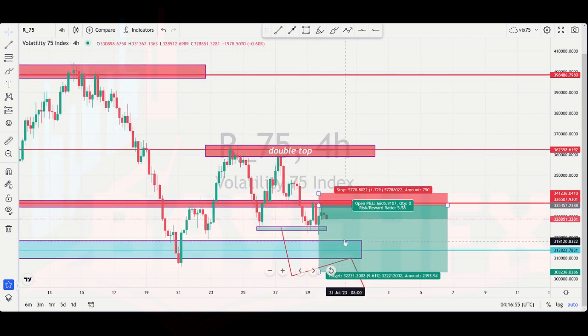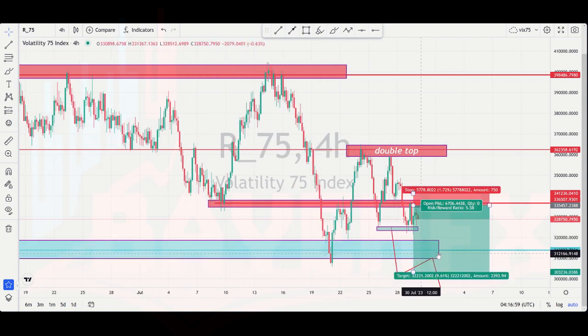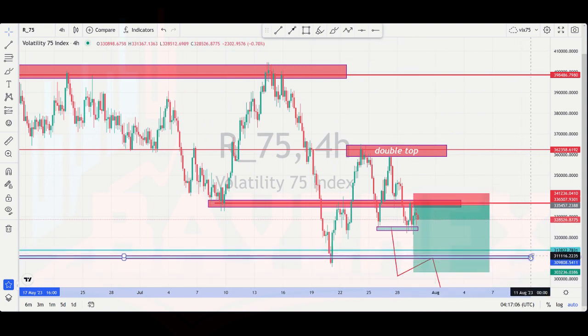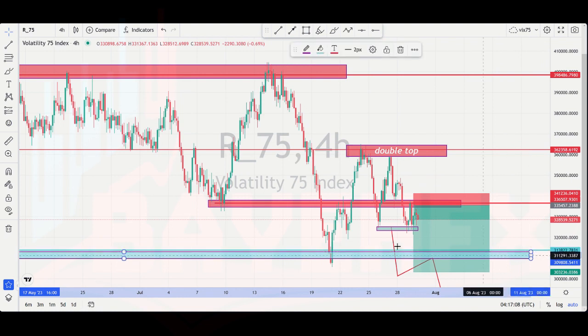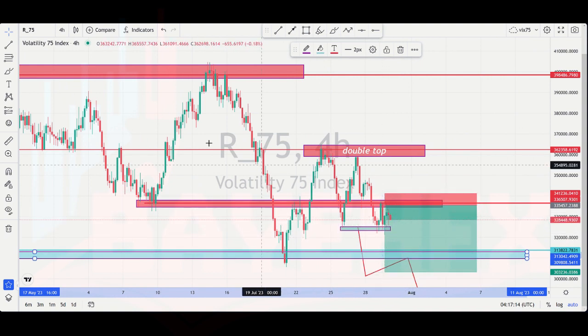A more confirmation to keep on selling this particular market would be once we break out below this particular support zone, which is just below. So we got this, and we started selling. As you can see, we are in profit already on this particular pair.